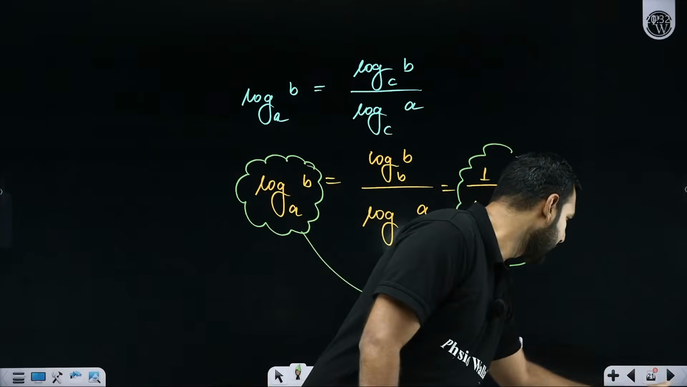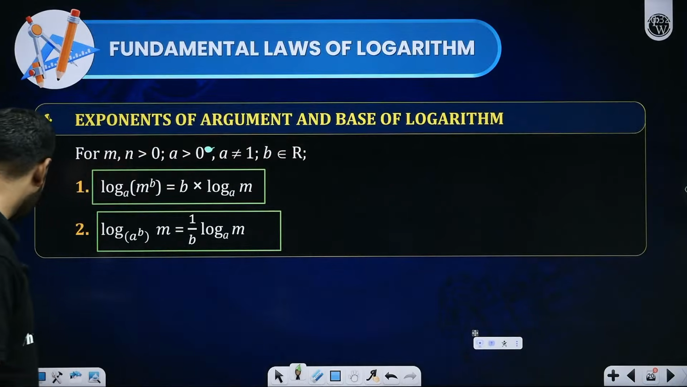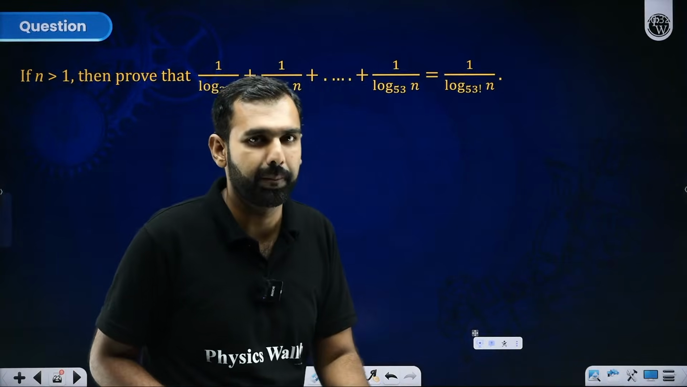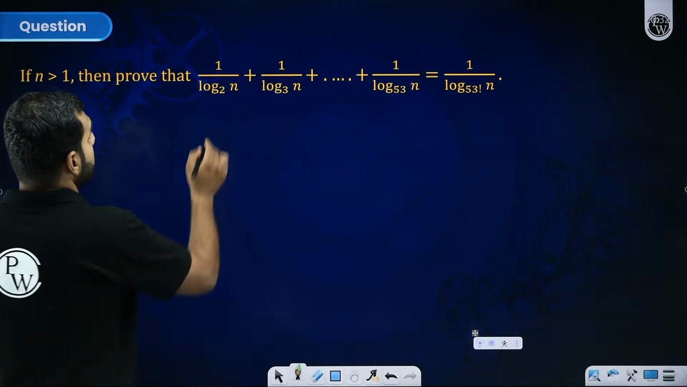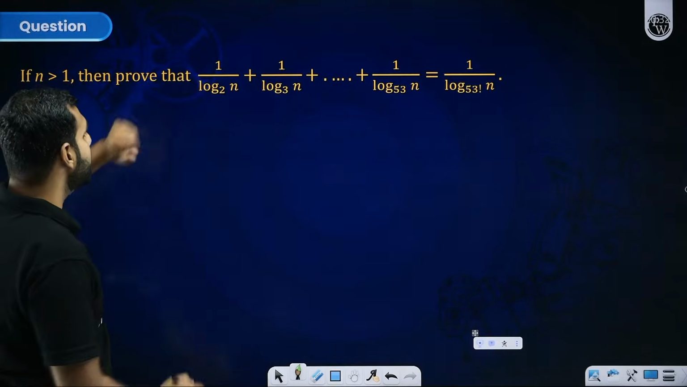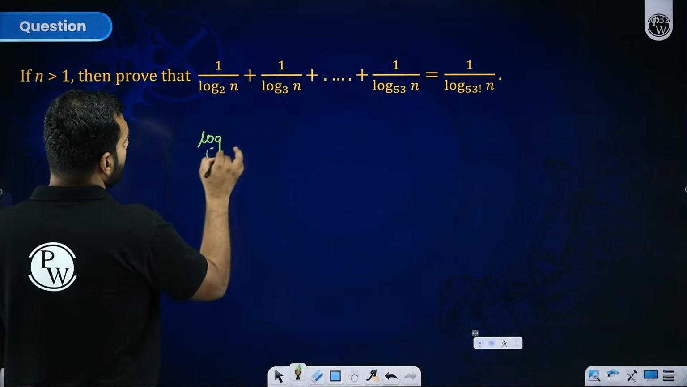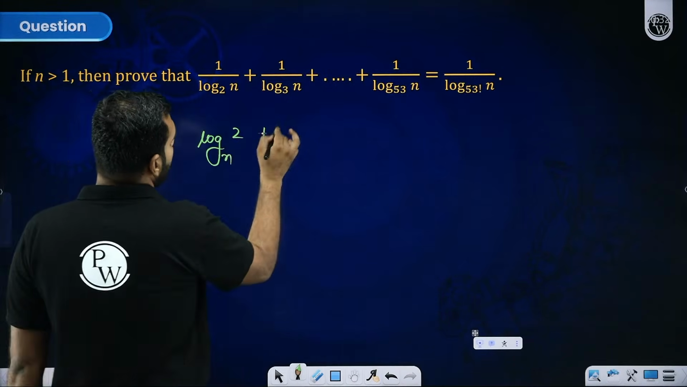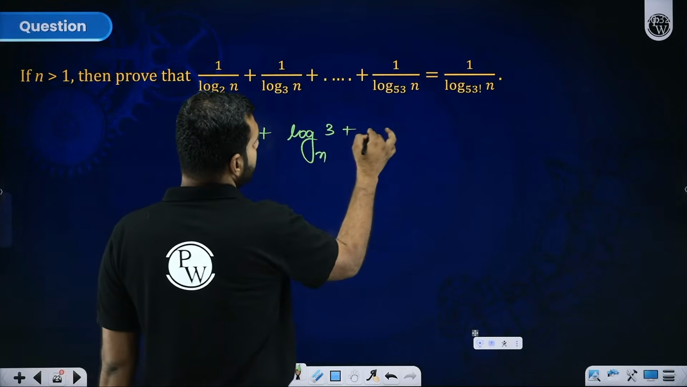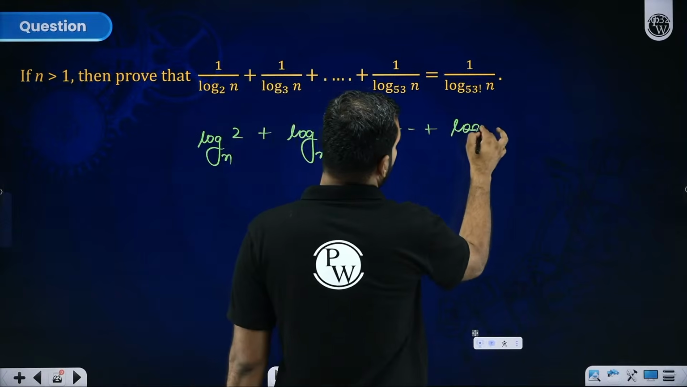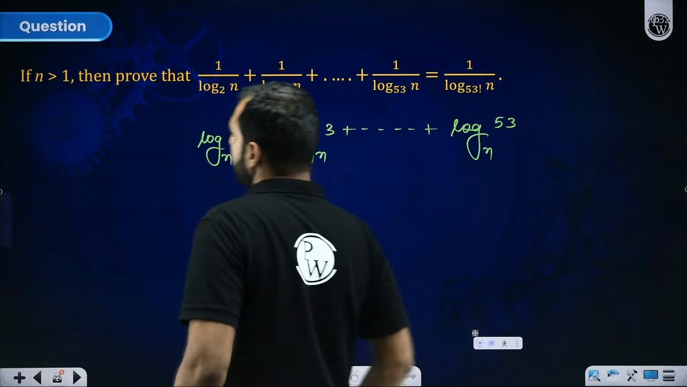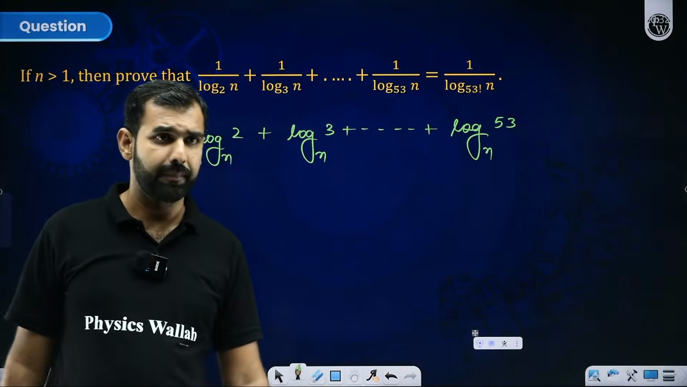What does it mean? It means that the question which we are solving can very easily be done if you know that property. How? Pay attention. This is 1 by n log n base 2. So if I take it in the numerator, will it not look like log 2 at base n? Will this not look like log 3 at base n, plus so on until log 53 at base n? Is it not what I've gotten? Yes or no? All the participants.